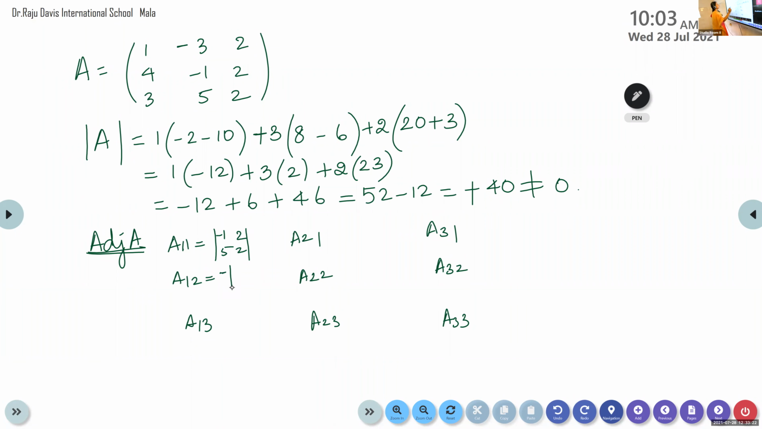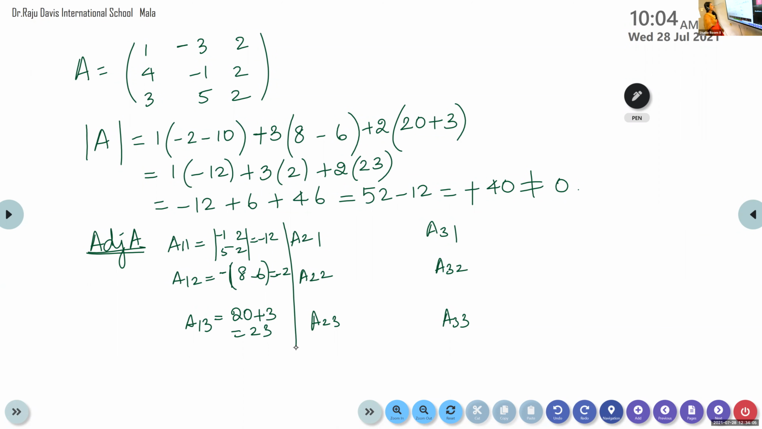Leave the row and column. Okay, instead of writing the steps, I am going to calculate it directly. I leave this row and column. Minus of 8 minus 6. It is minus 2. It is minus 12. Is it correct, children? Tomlin? Okay, A12, what we can do? Leave the first row and second column. So we get 8 minus 6. If you take A13, it is plus 20 minus of minus 3. 20 plus 3, we will get 23.